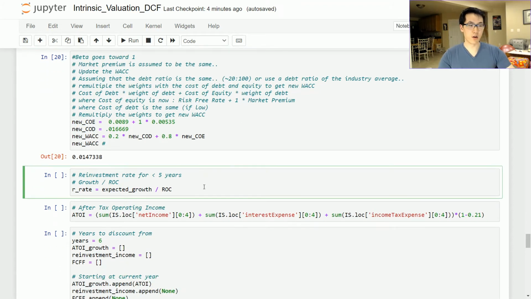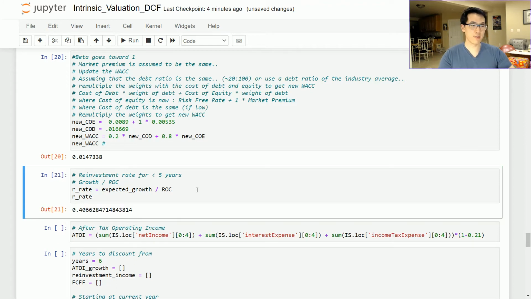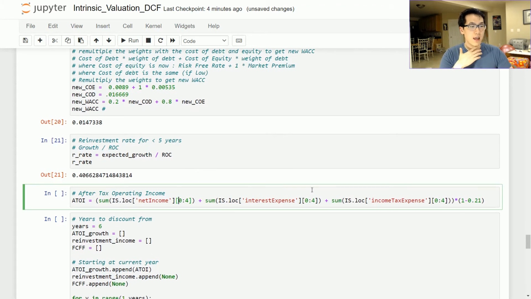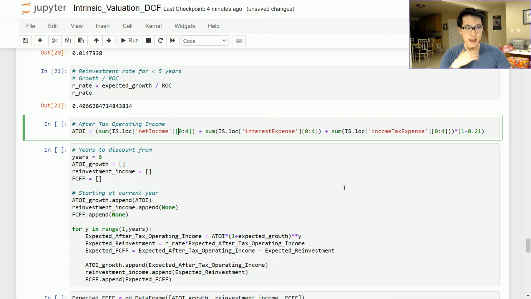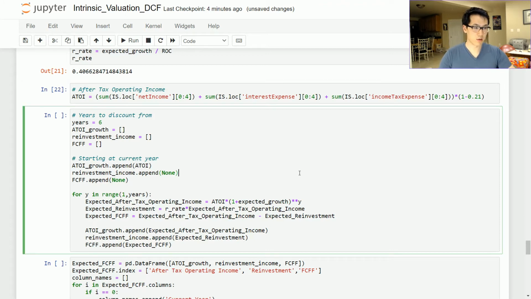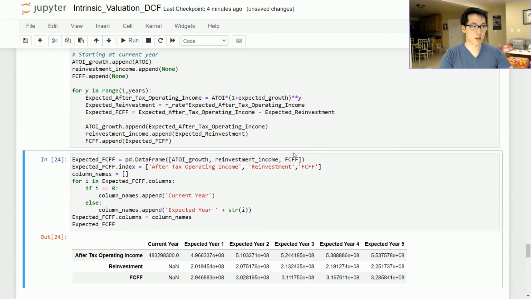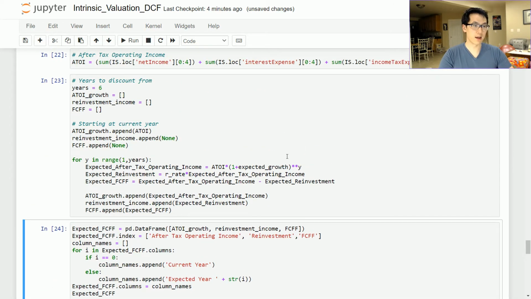You got your reinvestment rate for the first 5 years, you got your 40%. And then we want to calculate the after-tax operating income. So this is related to coming up with the free cash flow of the firm, and we're going to be projecting that over time for the first 5 years. So just let me run this real quick, run that, and this is what it's going to output. So it was basically a bunch of equations that I put together.